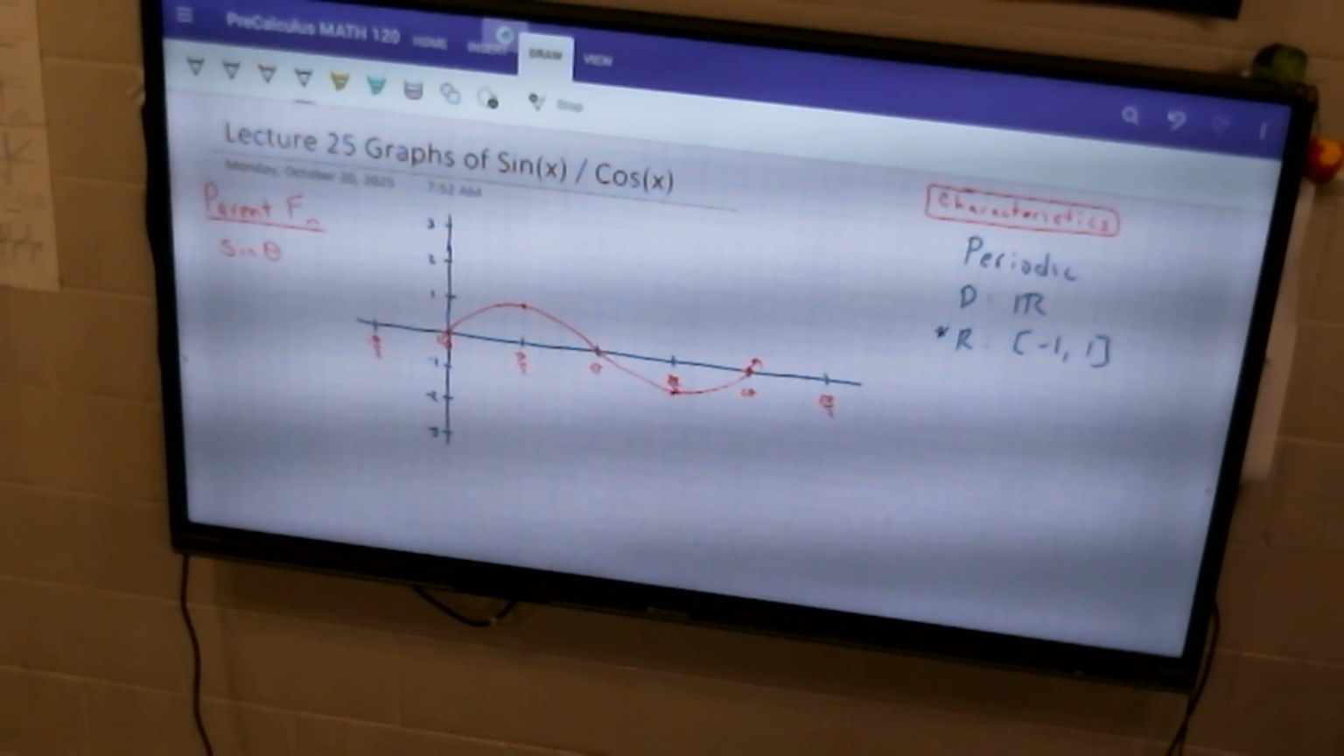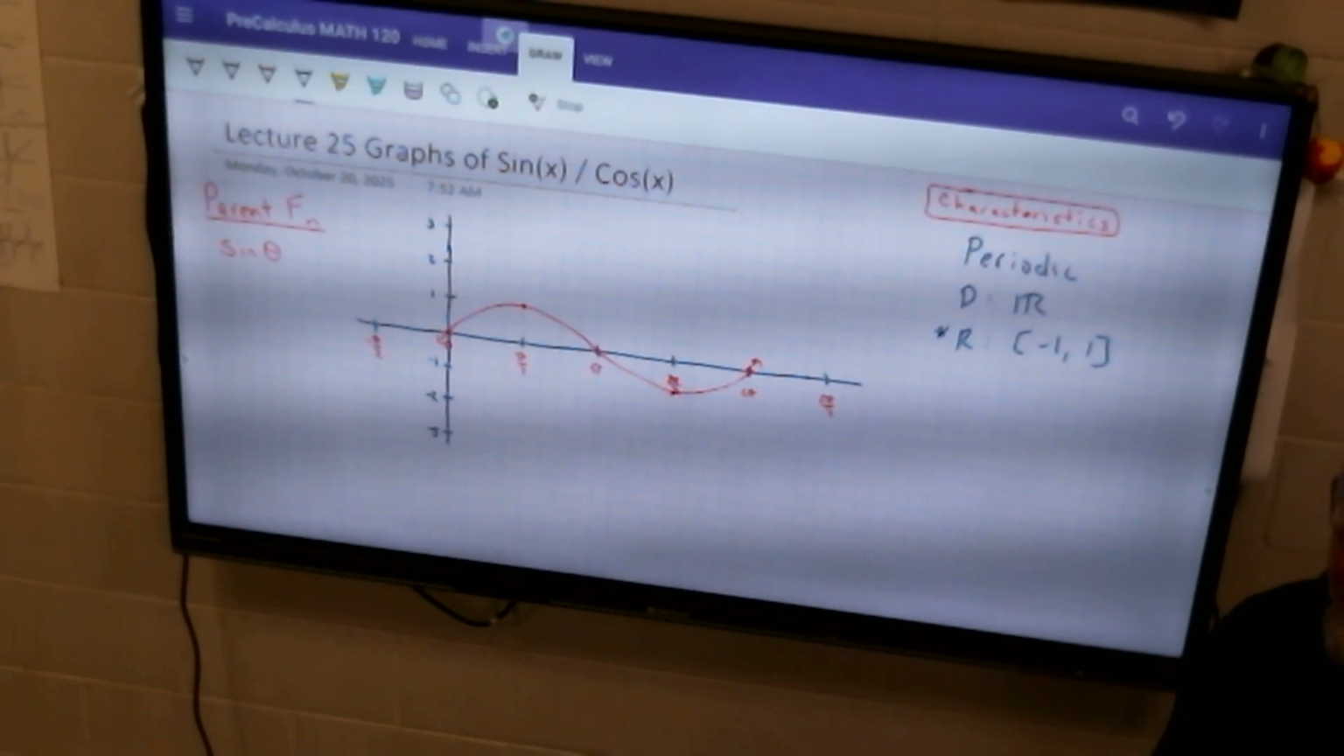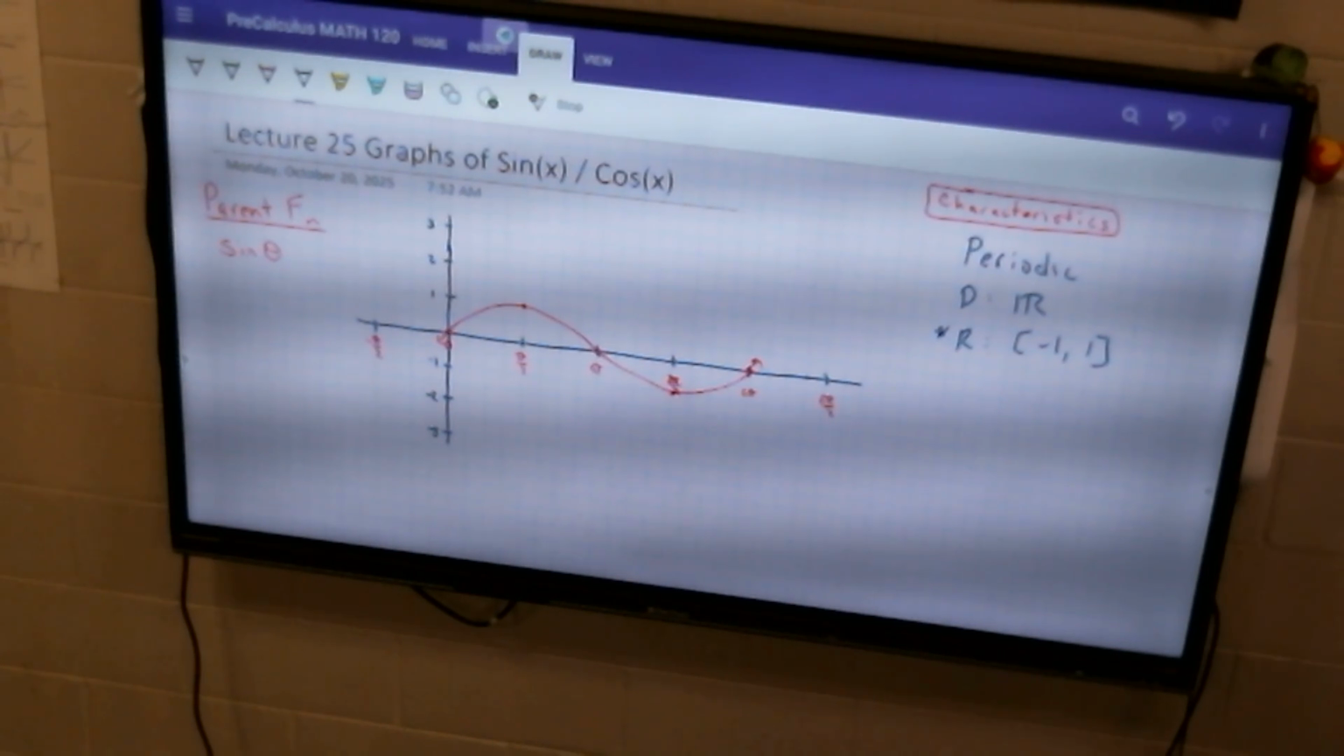Okay, what's another characteristic about this one? It comes back to your identities. Ariana is looking it up right now because she knows what it is. She knows she's going to look at the identities. It's not going to be reciprocal or quotient or Pythagorean. It's not going to be periodic. She's going to look at the other one, and she's going to tell me this is some type of function.